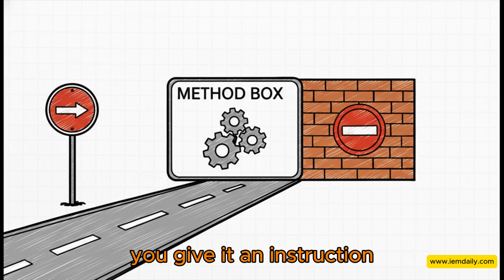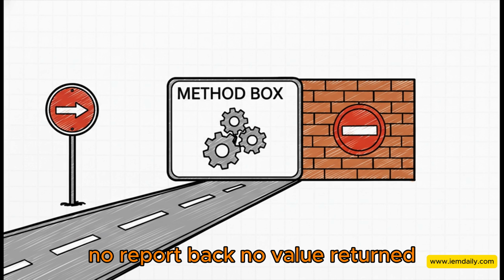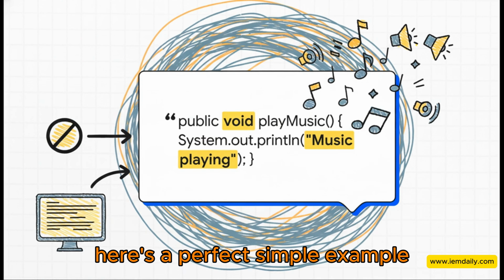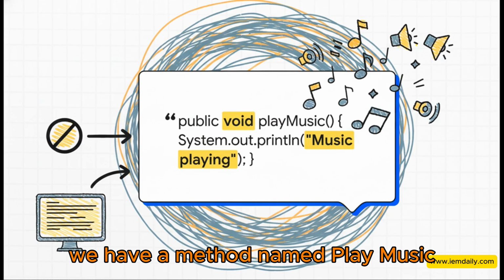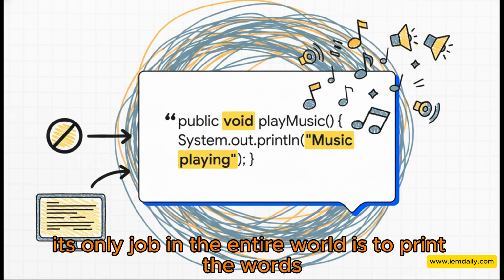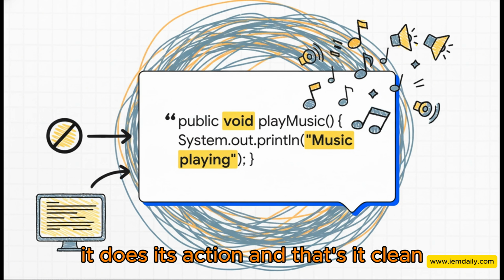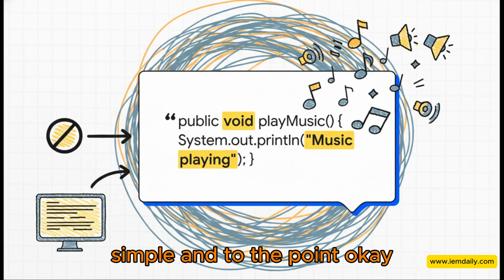You give it an instruction, it carries it out, and that's the end of the conversation. No report back, no value returned. Here's a perfect, simple example. We have a method named playMusic, and its return type is void. Its only job in the entire world is to print the words "music playing" to the screen. It does its action, and that's it. Clean, simple, and to the point.